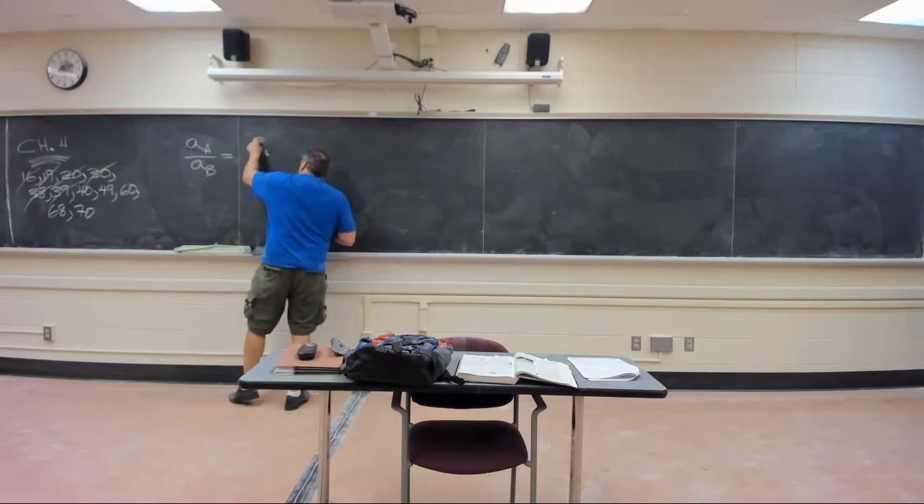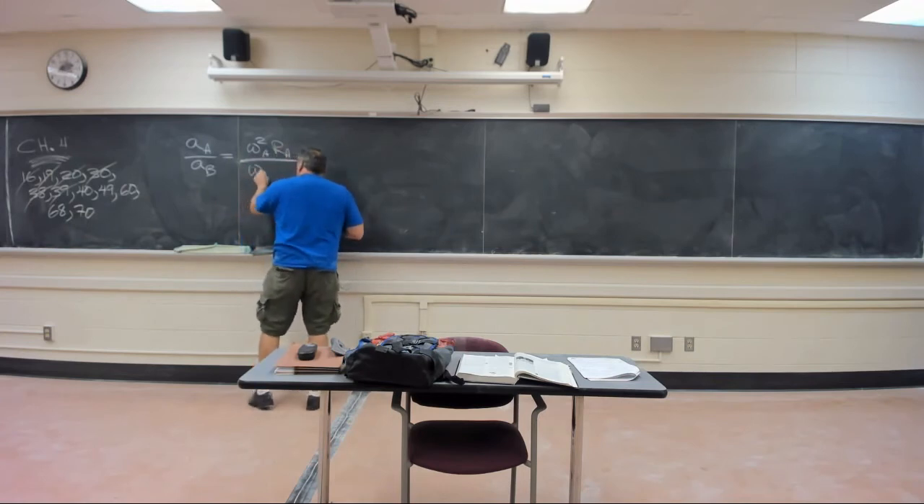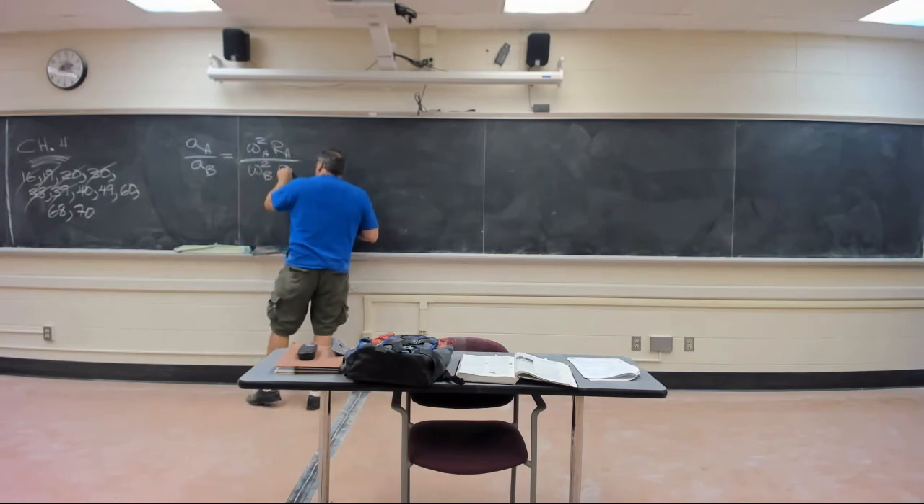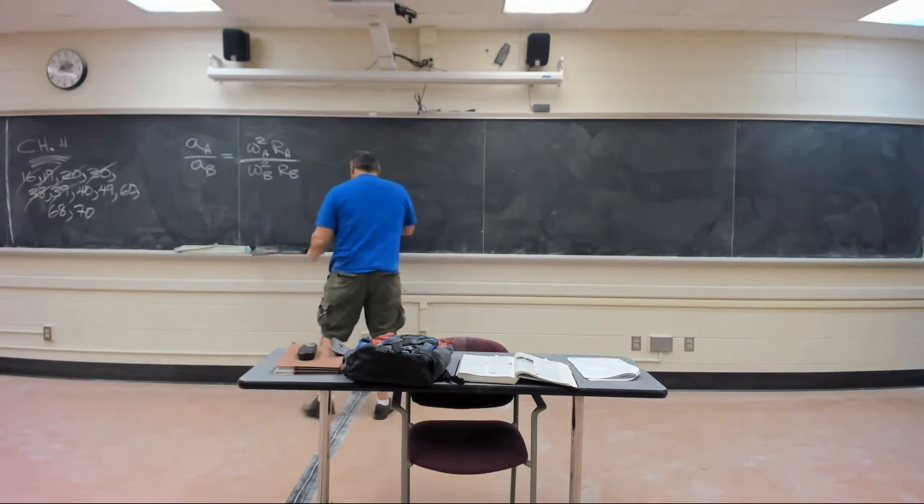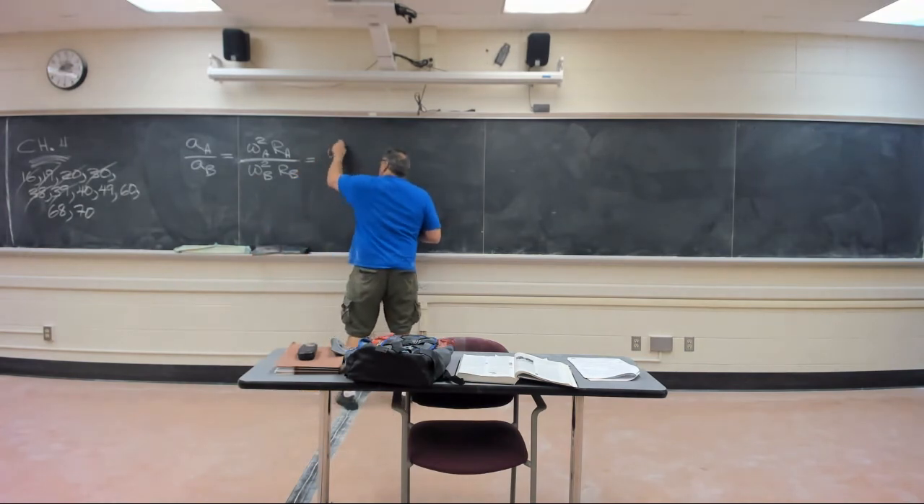That's omega sub A squared RA. This is omega sub B squared RB. Here we go again. Omega sub A is omega. Omega sub B is omega. Same thing.